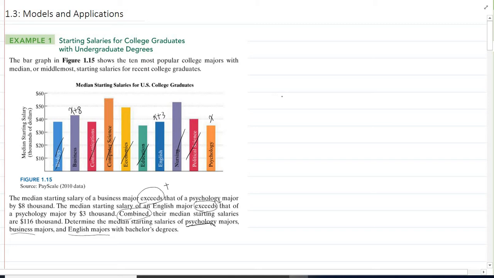Once we set this up, we also know combining all these together gives us 116. So I'm going to write psychology major, and the business major. Also, we're going to write the English major. So we combine all these together and that gives us 116,000. That is how you set it up. So once we have this, the rest is easy.